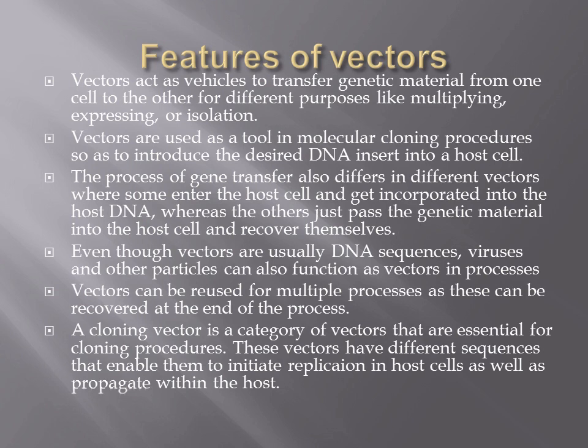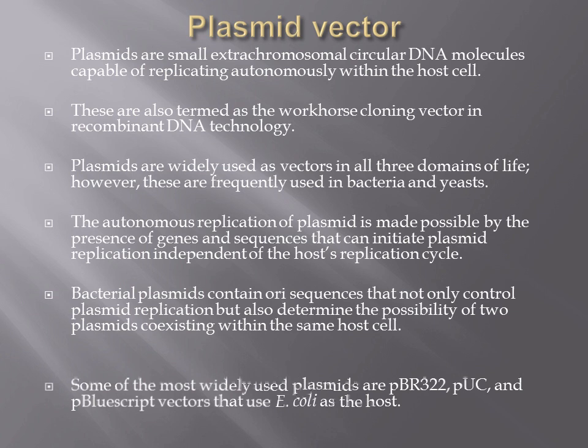A cloning vector is a category of vectors that are essential for cloning procedures. These vectors have different sequences that enable them to initiate replication in the host cell as well as propagate with the host. A plasmid vector is a small extrachromosomal circular DNA molecule. It is capable of replicating autonomously within the host cell, so no external procedures are involved; it can replicate itself. There are many vectors involved in recombinant DNA technology, and plasmids are the most important.